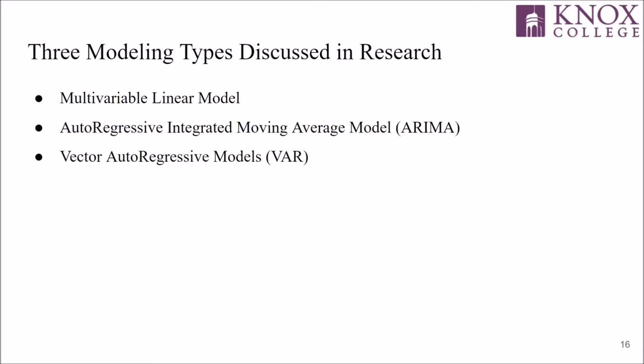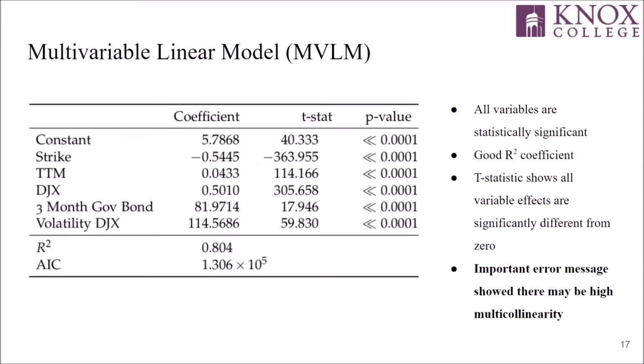So the 3 modeling types that we talked about in our honors research: first is the multivariable linear model. The second is what we call ARIMA models, autoregressive integrated moving average models. And the final one is what we call VAR models, or vector autoregressive models. Today, we're only going to focus on the multivariable linear model and the vector autoregressive model. This is mainly because in our research, the ARIMA models didn't produce any valuable results that we could actually use.